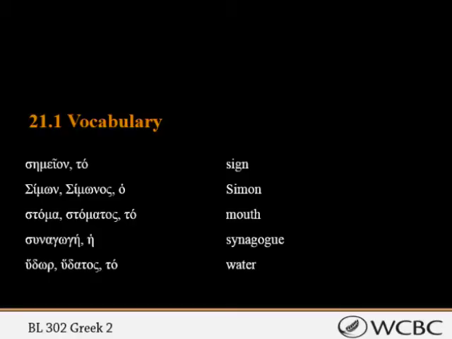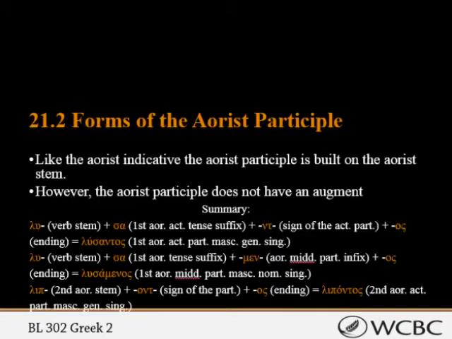Next word, Simeon, or Simon, would be the translation for that word. Stoma would be mouth, or stomatos for the nominative and the genitive forms of it, being a third declension noun. Sunagoge would be synagogue. Hudor, or hudatos, would be water. Hudor almost sounds like water.